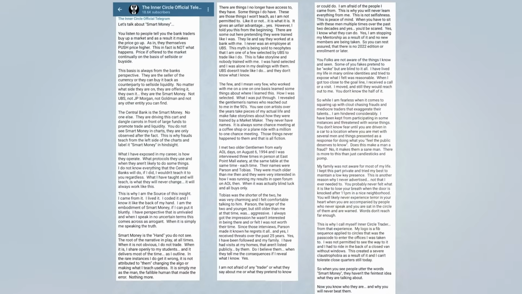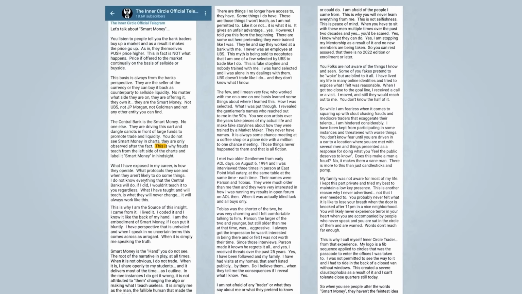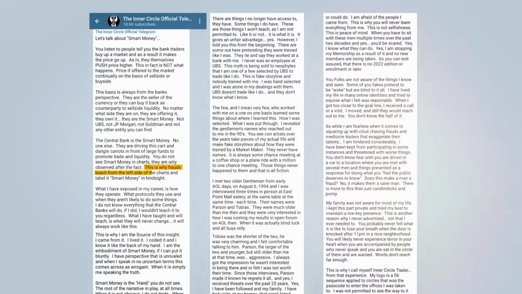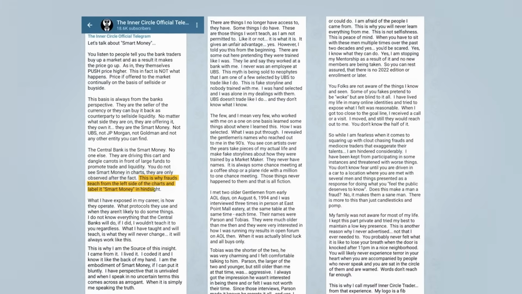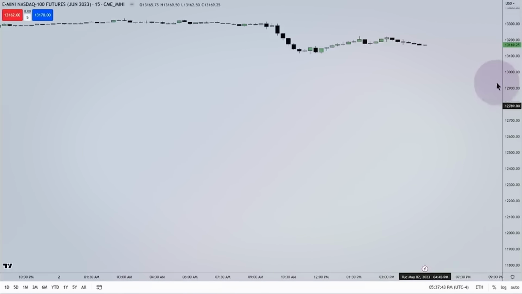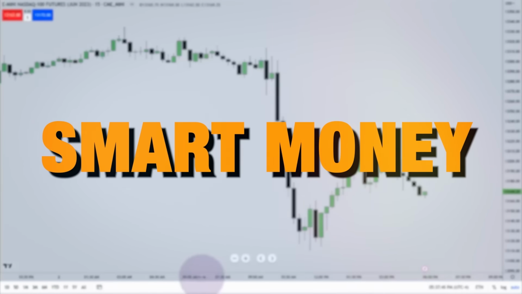Shifting gears, let's scrutinize a lengthy exposition Michael posted regarding the genesis of the term smart money. His commentary is peppered with veiled accusations, implying that fraudulent teachers dissect the left side of trading charts, while misleadingly labeling it as smart money.